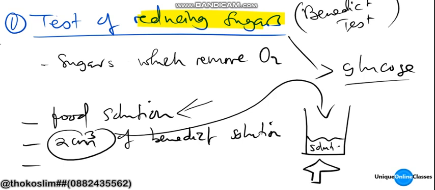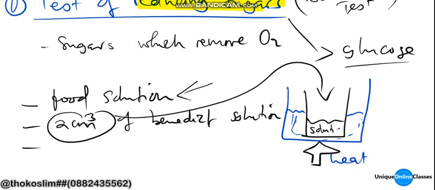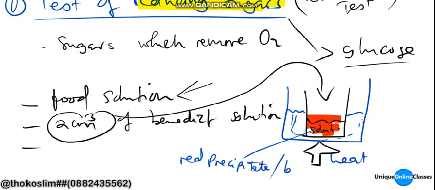We heat in a water bath. We don't heat directly, to avoid explosion. You know, these chemicals sometimes can explode, so we heat them in a water bath. We heat gently, and then we observe the color change of the solution. A reducing sugar, if present, will form a red precipitate or brick red.